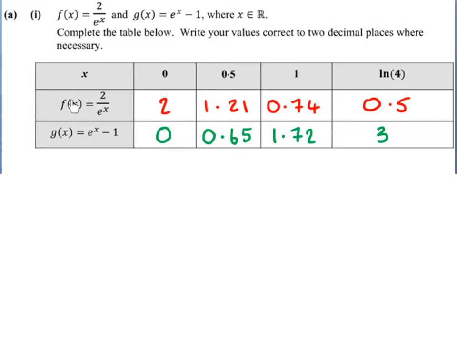So we start off with the function 2 over e to the power of x, and we substitute in our x values in place of the x in the power. So we substitute in our x values, and we get 2, 1.21, 0.74, and 0.5. Then we take the function g of x, which is e to the power of x minus 1, and we swap the x in the power, again for each of the x values. We end up with 0, 0.65, 1.72, and 3.